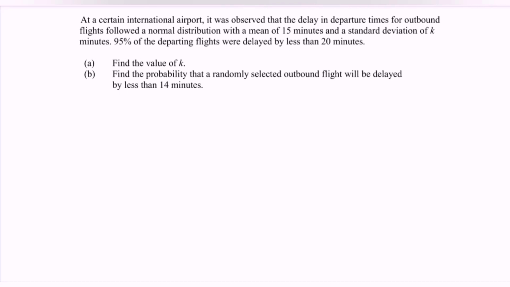So here we have the title. X is normally distributed, we have 15 and we have k, which is the standard deviation, so we have k squared. 95%, that is the probability 0.95, of the departing flights were delayed by less than 20 minutes. So here we have the question: the probability that X is less than 20 is equal to 0.95. Kindly refer to question A, find the value of k.